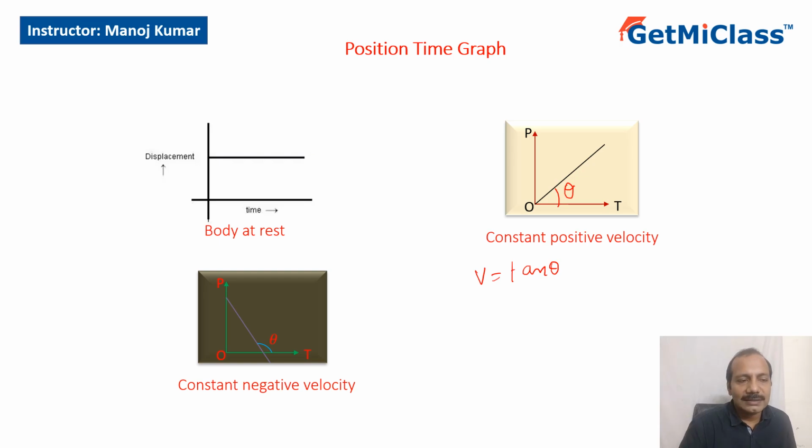Now if a graph is shown something like this, here you can see that theta is this one and it is going down. So that means slope is negative. Because the slope is negative, this is a situation where the velocity of the object is negative and constant.